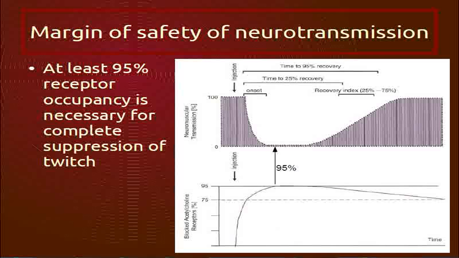So, when do you start to lose twitch height? 75% blockade. When will you lose twitch height entirely? 95% blockade of your receptors. But why do we say that neuromuscular blockers have a relatively high margin of safety? Because you only need 10% to make the diaphragm go. Okay?